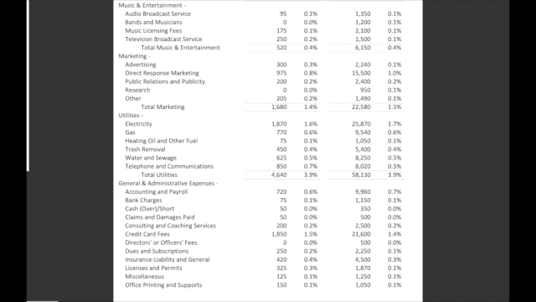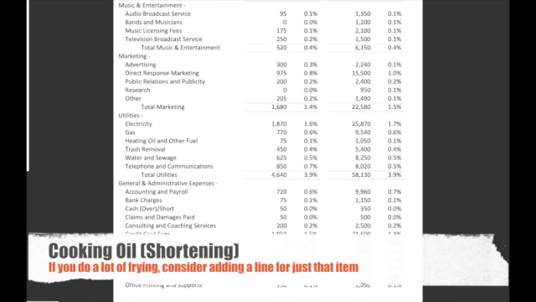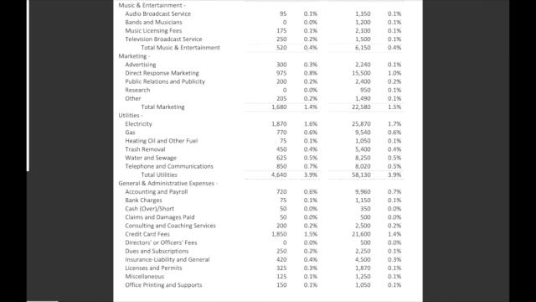I'm going to take this a step further. I also put my shortening in this category. Shortening to me is a utility. It's a way to create heat to cook something. You don't put gas into your food cost when you saute something, so why would you put shortening into your food cost when you cook something?